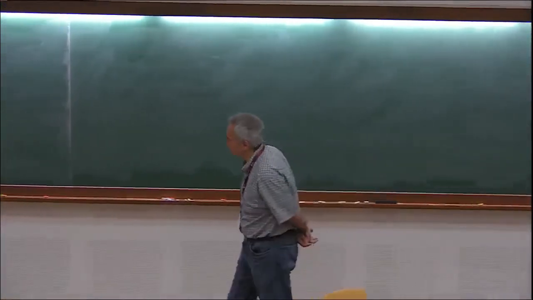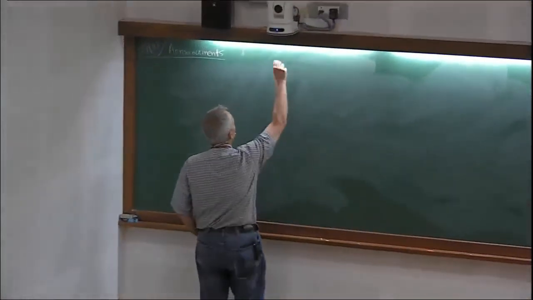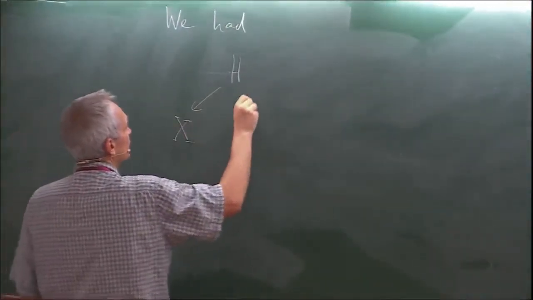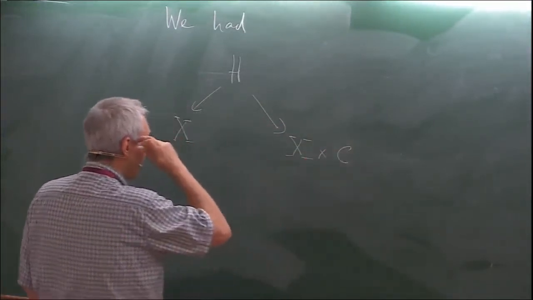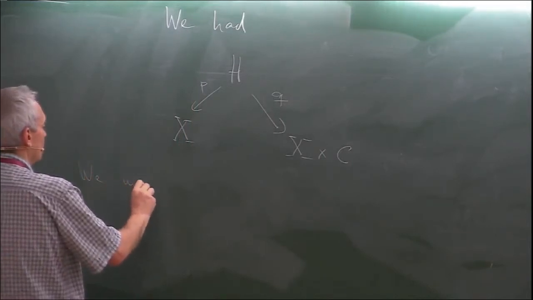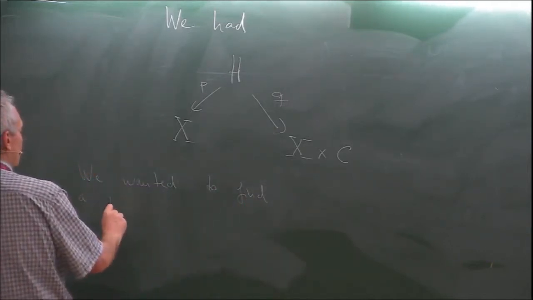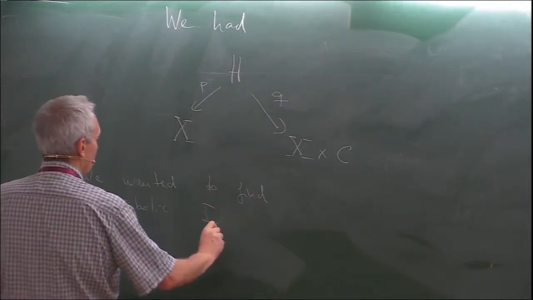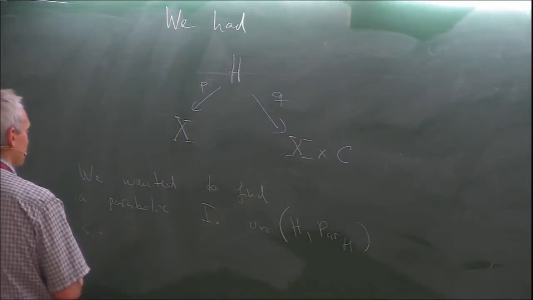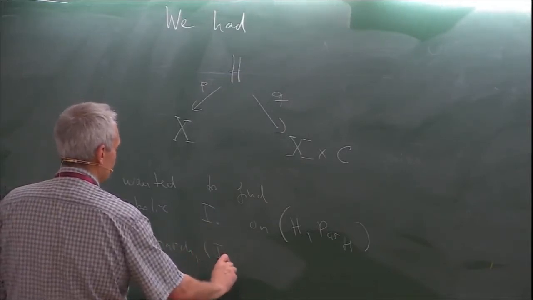So we discussed the geometry that will give us our eigenvalue problem. We had this Hecke correspondence relating two copies of the moduli space and the curve. We wanted to find a parabolic line bundle on H with its parabolic divisor such that it corresponds to a twisted D module, so the parabolic Chern class is zero.